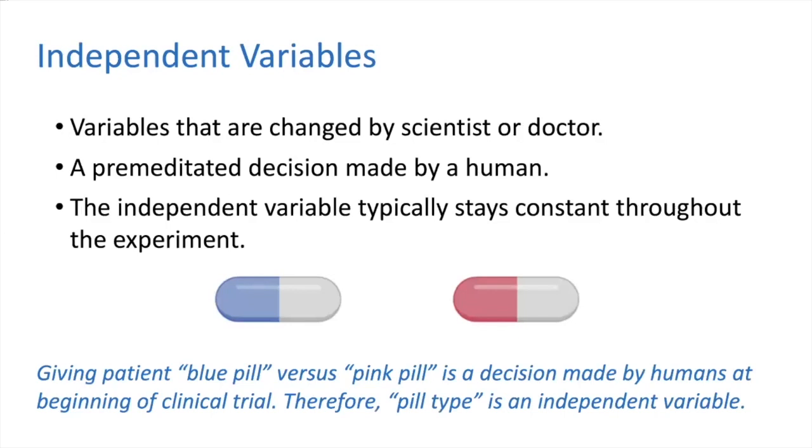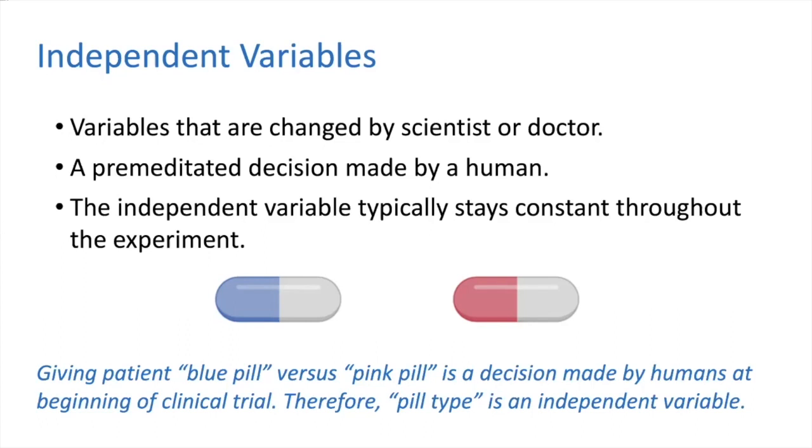So first, we're going to go over the independent variable. These are variables that are changed by scientists or doctors. It is a premeditated decision made by a human. That means it is thought out by a human beforehand. The independent variable typically stays constant throughout the experiment.